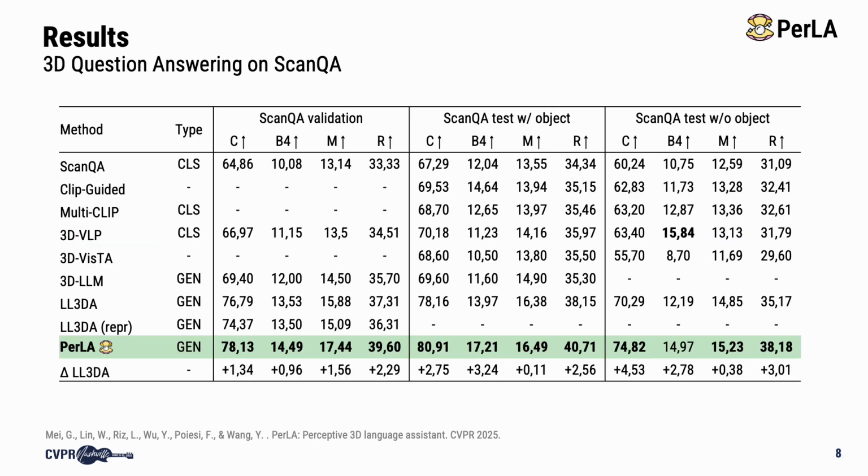Let's look at our results on 3D question answering using the ScanQA benchmark. PerLA consistently outperforms previous methods across all evaluation splits. Compared to LL3DA, we improved the CIDEr score by up to 2.3 points. Along with the gains in BLEU-4, METEOR, and ROUGE, this demonstrates PerLA's superior ability to preserve and reason over fine-grained geometry.